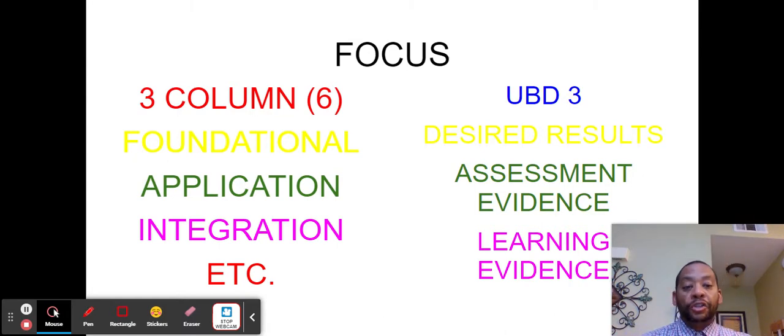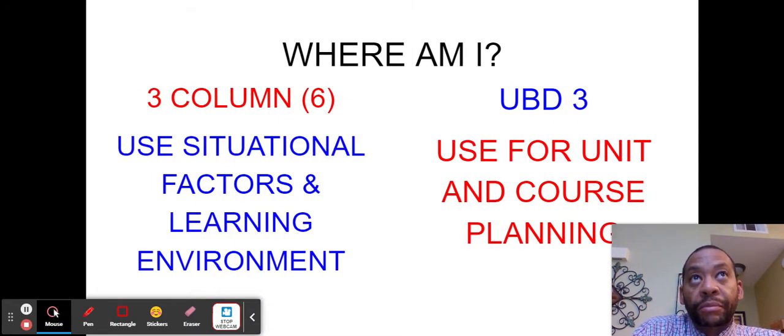I like that it's short and sweet, but it does leave out some areas of the student's life. And I'm going to address this a little bit later. So it's later. Where am I? What I like about the three column idea is that it has situational factors and learning environment. And so it forces you to take a look at your clientele.